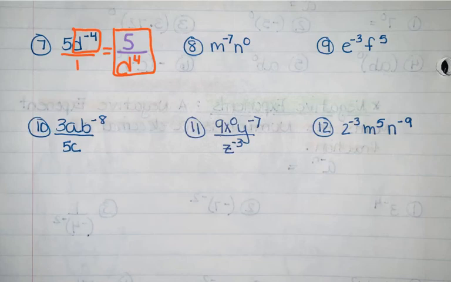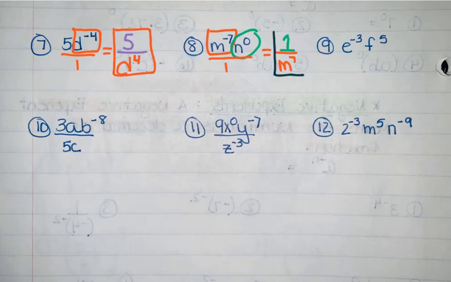Okay, in number 8, I see a negative exponent. Then I also see an exponent of 0. So I'm going to need to move that m to the negative 7 to my denominator, so it's going to be a positive 7. And that n raised to the 0 power is going to become 1. So this would simplify to 1 over m to the 7th.